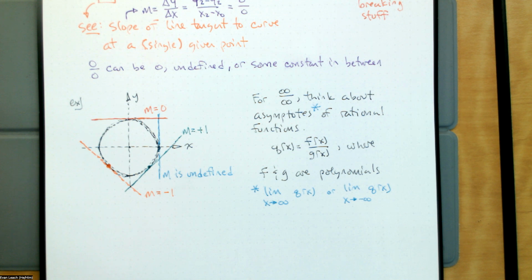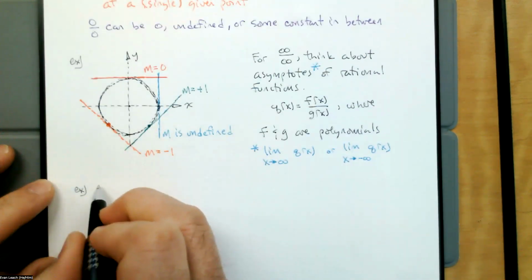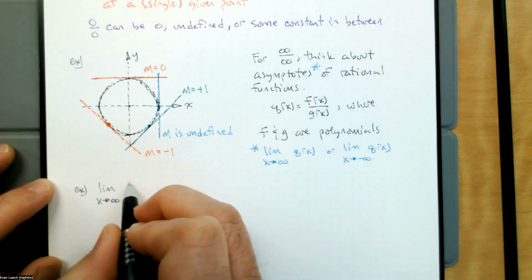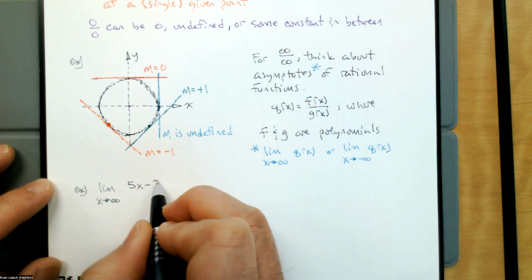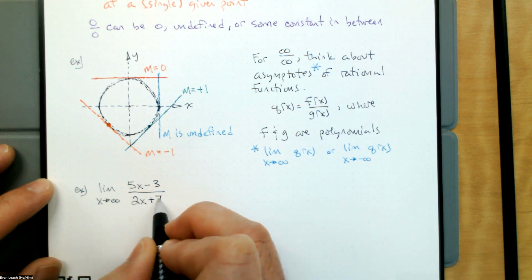So what we'll see here is when we think about the limit as x goes to infinity of a ratio, if we look at the numerator going to infinity and the denominator going to infinity, we want to see if they balance out at all. So for example, if we look at the limit as x goes to infinity of 5x minus 3 over 2x plus 7.